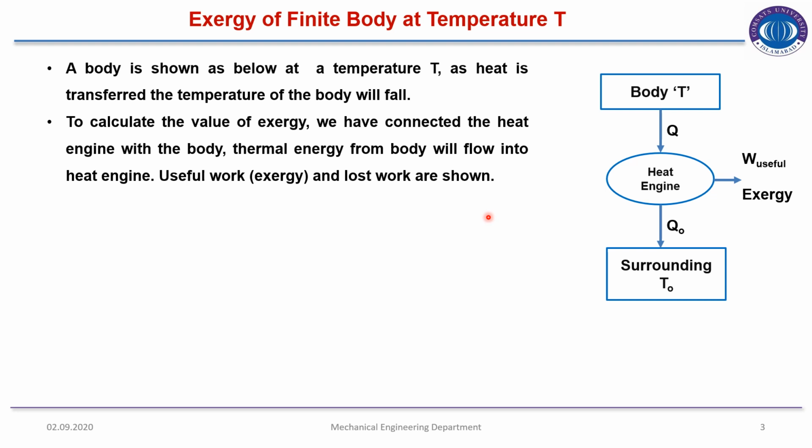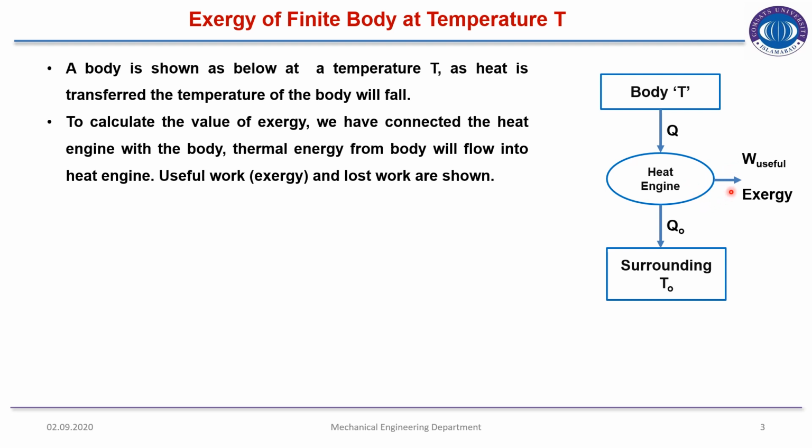In the current lecture we have a body at a temperature of T, and the surrounding is at a temperature of T naught. The surrounding is an ambient or dead state, and a dead state is represented with the help of T naught temperature. To calculate the value of exergy or available energy, we have connected the heat engine with a body. The heat engine is connected to a finite temperature body at the temperature of T.